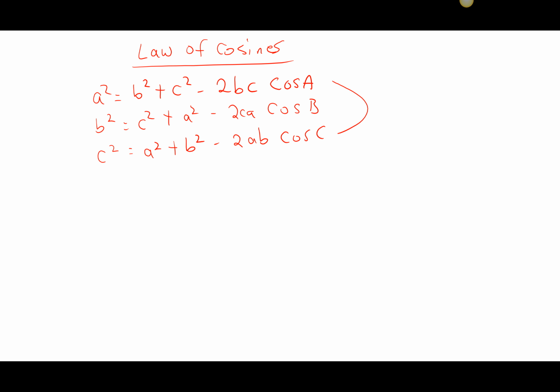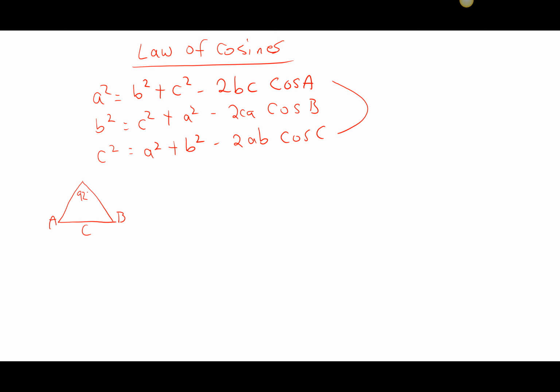So let's just look at a problem. The law of cosines states the square of the length of any side of a triangle equals the sum of the squares of the lengths of the other two sides, minus twice the product of the lengths of these two sides and the cosine of the angle between them. That's a lot of words, isn't it? But it's really simple.